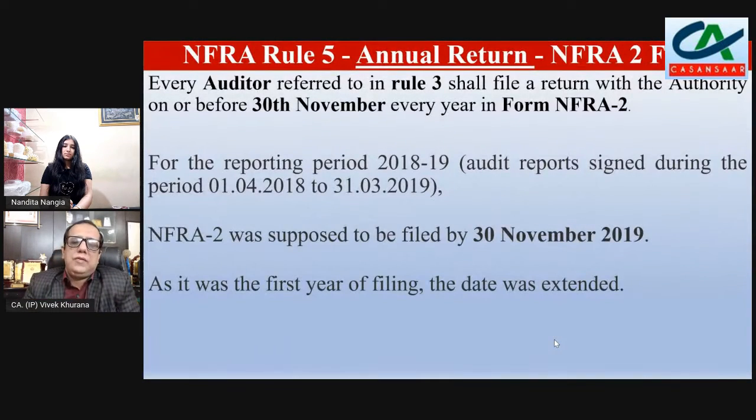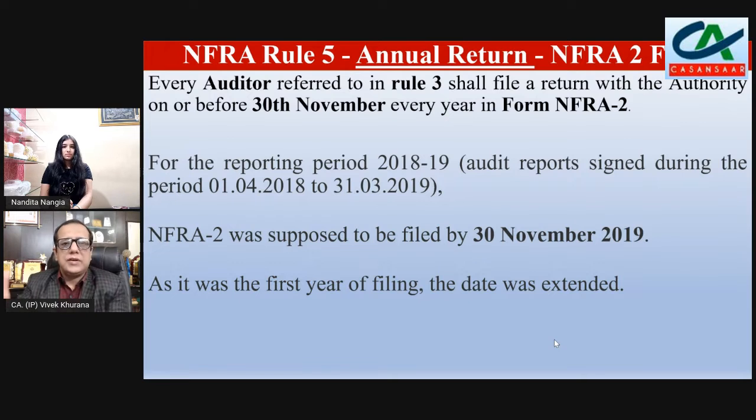First is Rule 5, annual return. It is mentioned in Rule 5 of the NFRA Rules 2018, every auditor referred to in Rule 3 shall file a return with the authority on or before 30th November every year in form NFRA 2. So as an auditor, if you are referred to in Rule 3, we will check which auditors are in Rule 3, then it is the duty of that auditor to file the annual return to the authority. Authority means NFRA. So every year, it is not that you have to submit only once, every year you have to submit the NFRA 2 form. Annual return is the NFRA 2 form.